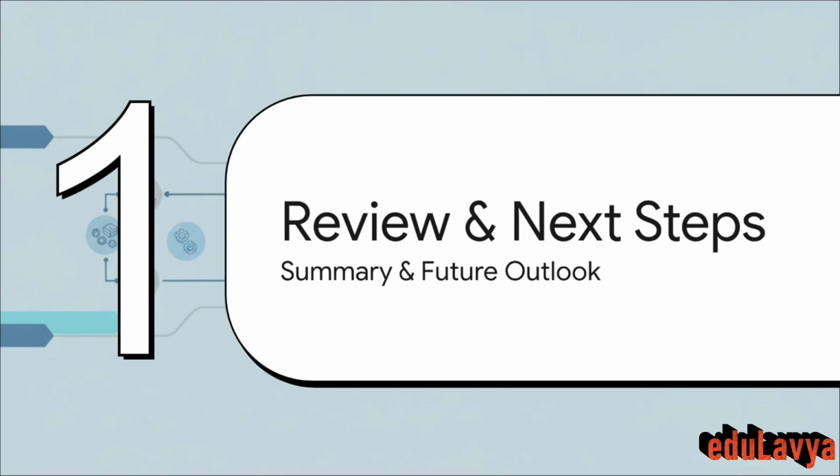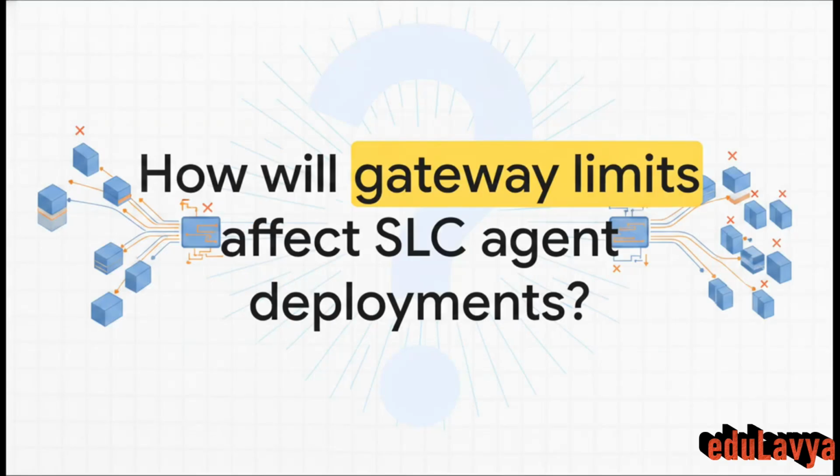Section 6. Review and next steps. We've covered a lot of ground, from the architectural borders to the deeply embedded nature of voice apps to the necessary isolation of ETCS, and finally, the bridging power of super loose agents.